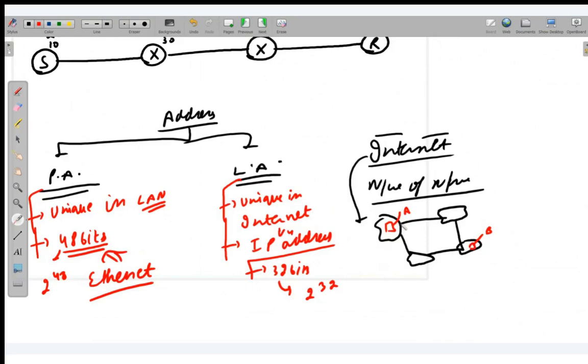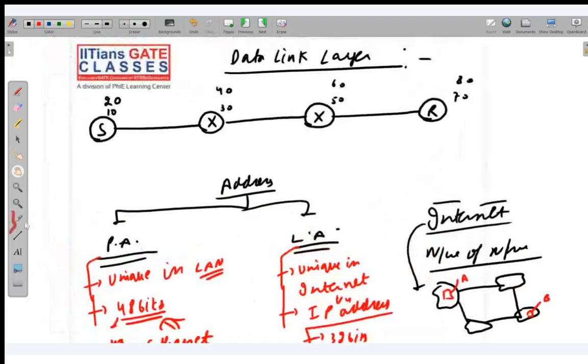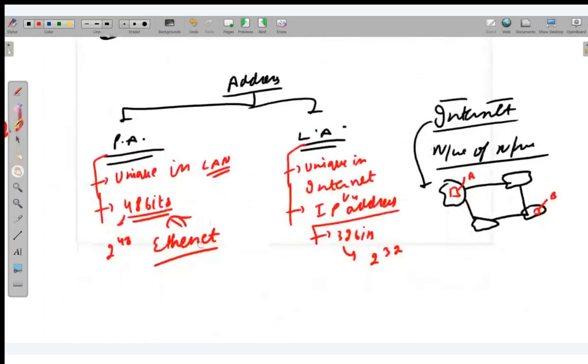So physical address scope is one LAN only, but logical address scope is entire internet. Yeah, so that's why I have written here. So what we have written, sender and receiver. So this is the physical address and this is the logical address. So each computer connected to internet will have two addresses, physical address and logical address. Let me write that. These are very, very important points. One day or another you might get confused.